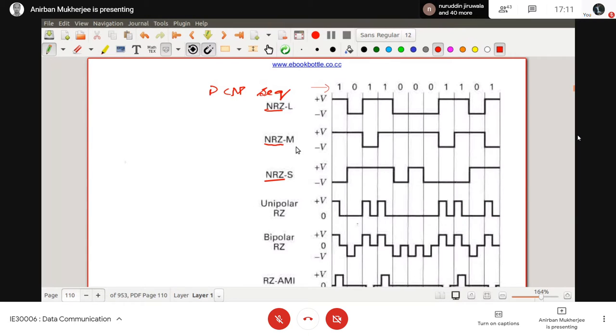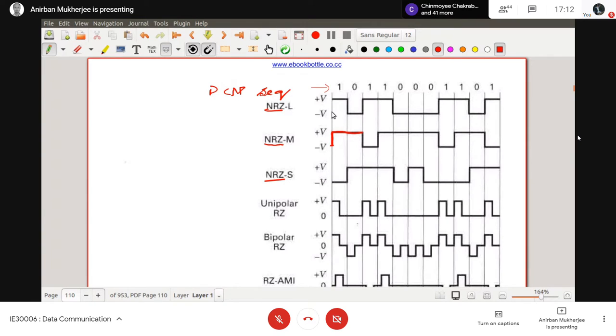In non-return to zero level, we discussed these things. That means if I have 1, then it is plus 5 volt or plus 2.5 volt, whatever it is, and 0 means minus 5 volt. Now NRZ-Mark means one is represented by a change in level and zero is represented by no change in level. Please remember, I have always started from this bottom one. So one means a change in level, then I will be here, and zero means no change in level.